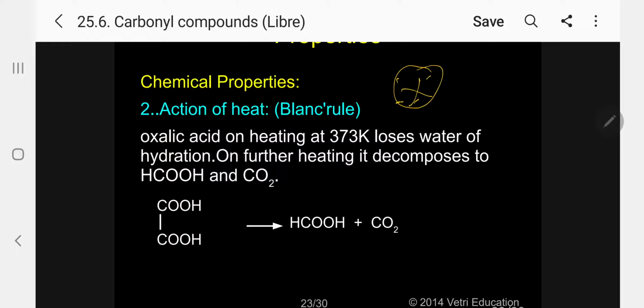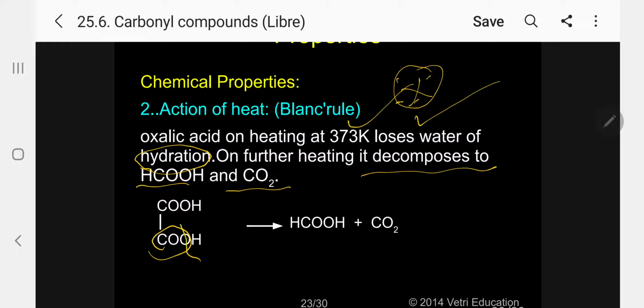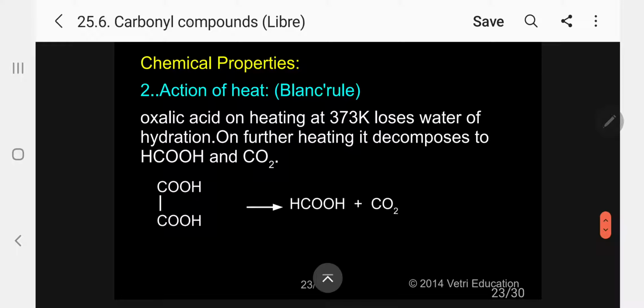Oxalic acid on heating at 373 Kelvin loses water of hydration. On further heating, it decomposes to give formic acid and carbon dioxide. So on heating at 373 Kelvin, what is happening now? Kindly follow. Carbon dioxide is forming, and water is forming. That is formic acid and carbon dioxide. The formic acid, if further oxidized, you will get carbon monoxide plus water as the final product. Here we have stopped at the first stage, that is formic acid and carbon dioxide.